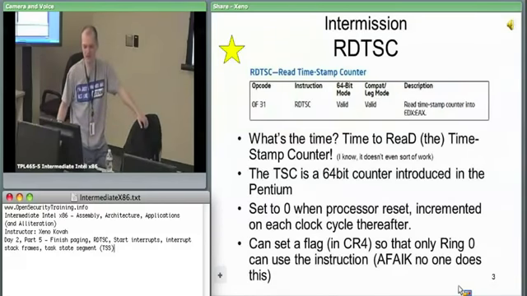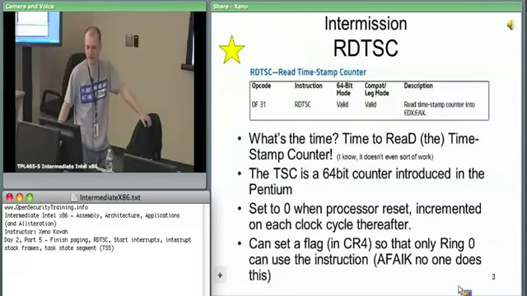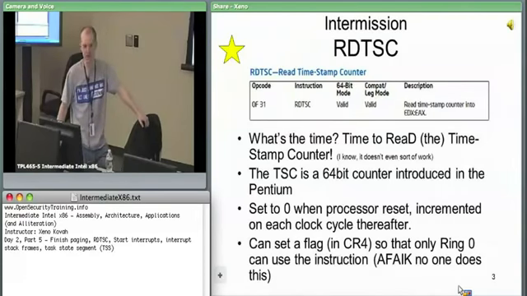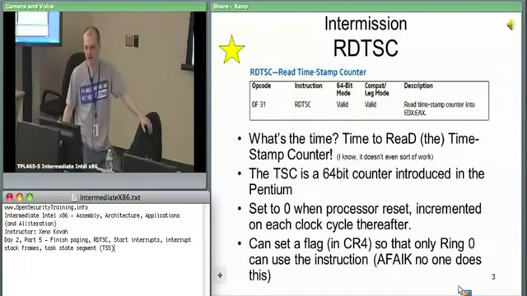RDTSC is the read timestamp counter instruction. Like CPUID, there are no parameters to it. You just execute RDTSC, and it reads from something called the timestamp counter, a 64-bit value, and places the upper 32 bits in EDX and the lower 32 bits in EAX.